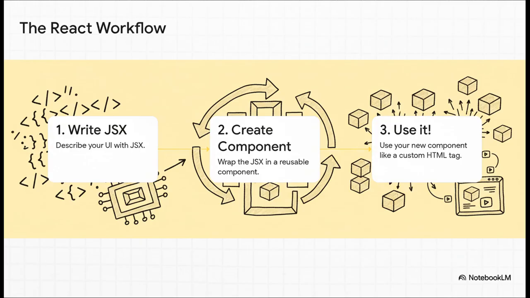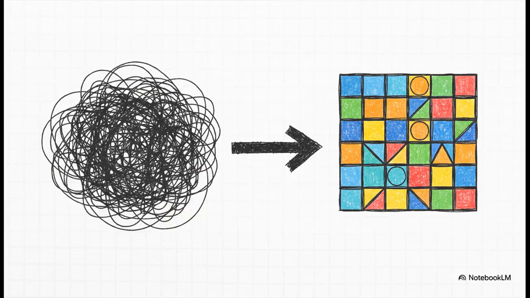This really lays out the entire workflow perfectly. It's like a simple three-step dance. Step 1, you describe what you want to see using JSX. Step 2, you wrap that JSX in a function to make it a reusable component. And step 3, you use your new custom-made tag wherever you need it. That is basically it.